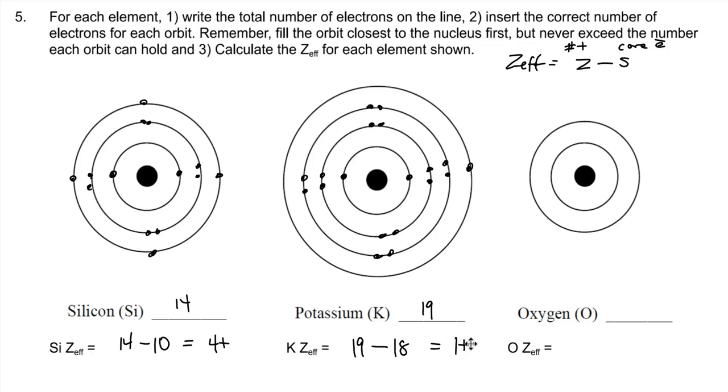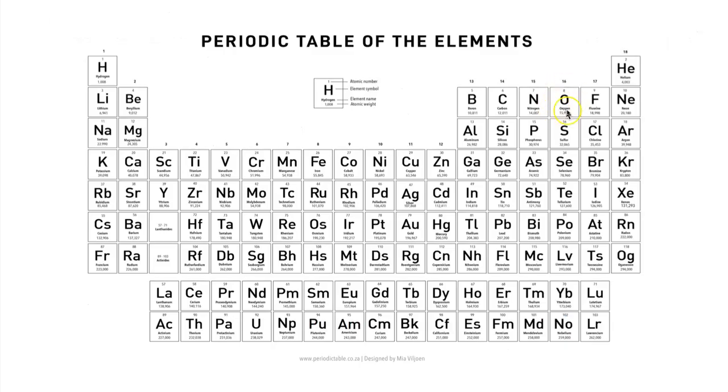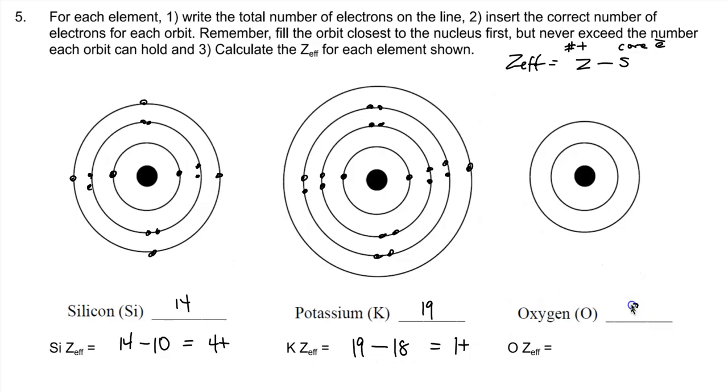Okay, last one, oxygen. Let's take a look at oxygen here. Oxygen is atomic number 8. So in the first ring, 2 electrons. In the second, we've got 6: 4, 5, 6. And so for the Zeff for oxygen, total of 8 protons. There are 2 core electrons, which gives us a Zeff of 6 plus.